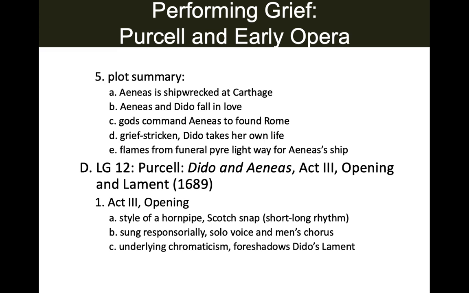So basically, if you're familiar with the plot summary of this portion of the Aeneid, Aeneas is shipwrecked at Carthage. Aeneas and Dido fall in love. However, the gods command Aeneas to found Rome, and he leaves. So grief-stricken, Dido takes her own life, and the flames from the funeral pyre light the way for Aeneas' ship to go and found Rome.